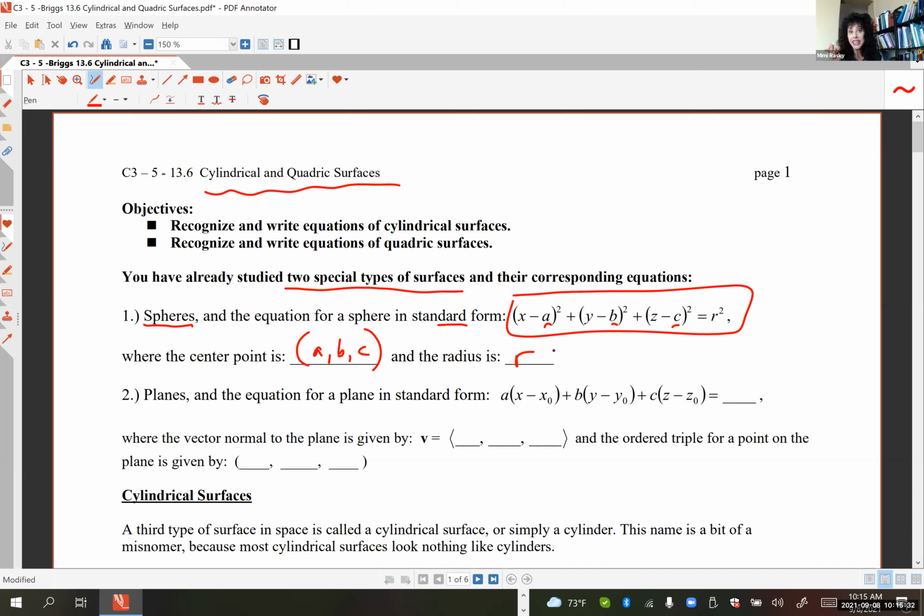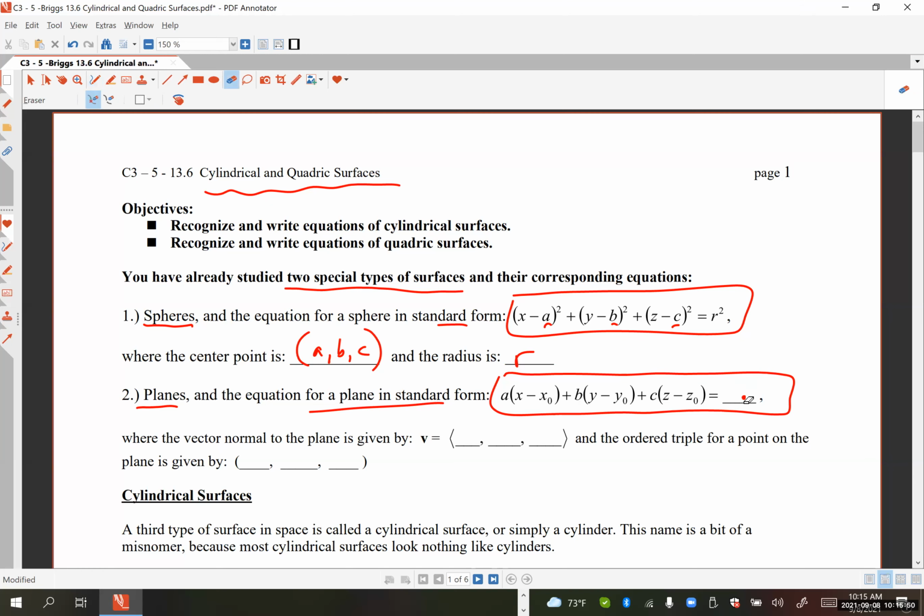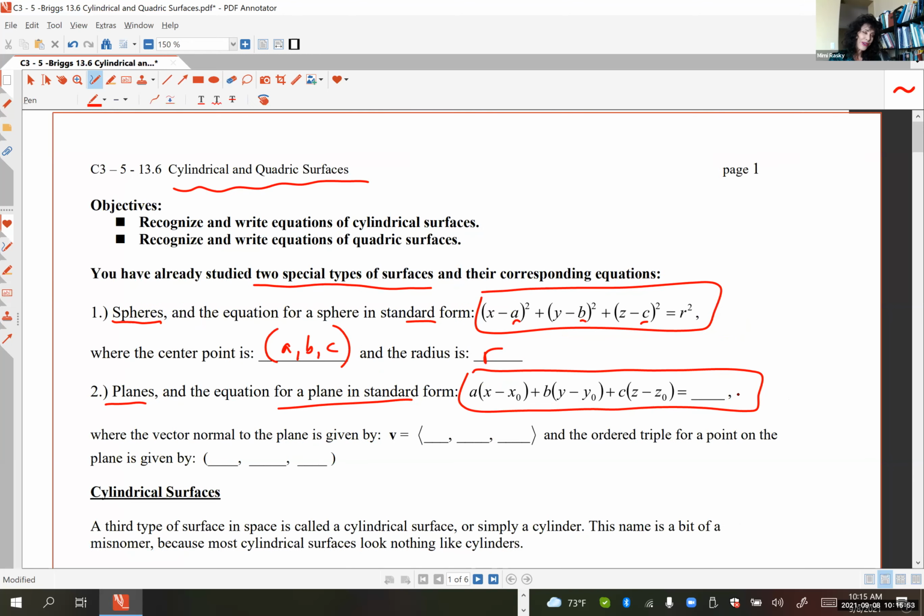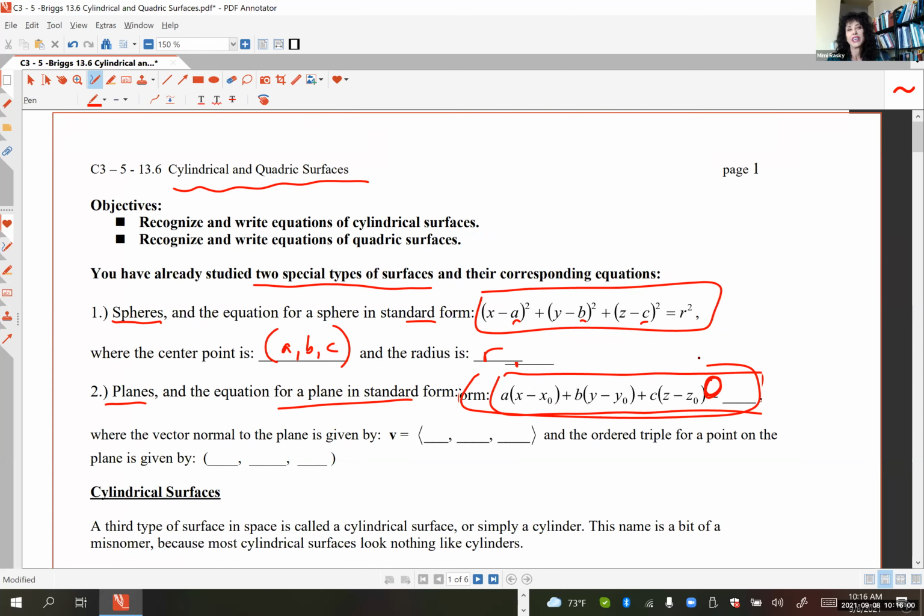Now, planes are another kind of surface. And the equation for a plane in standard form looks like this. We're going to fill in the blank on the right-hand side of the equation, and you saw this last week. Does anybody know what goes on the right-hand side here when you're in standard form? D. Not for standard form. A 0? Yes, 0. Remember, this standard form was derived from taking the dot product of two vectors, and the dot product had to be 0. That's where I derived it from.